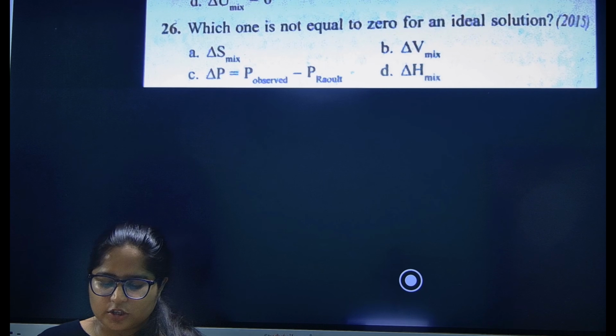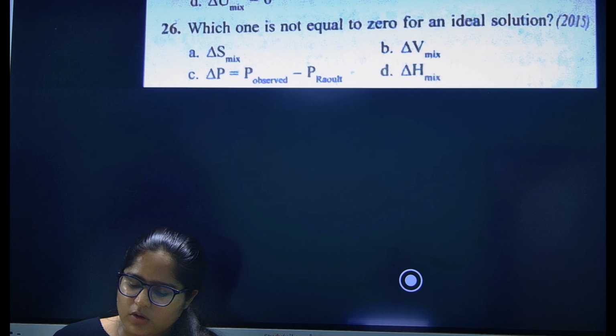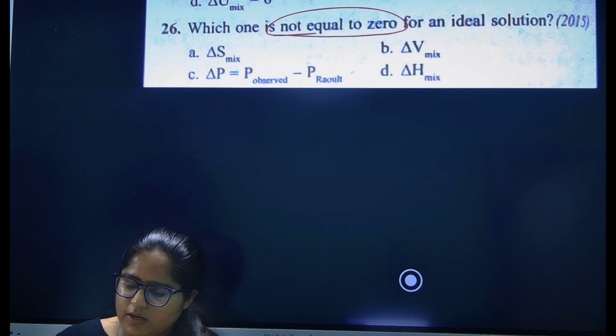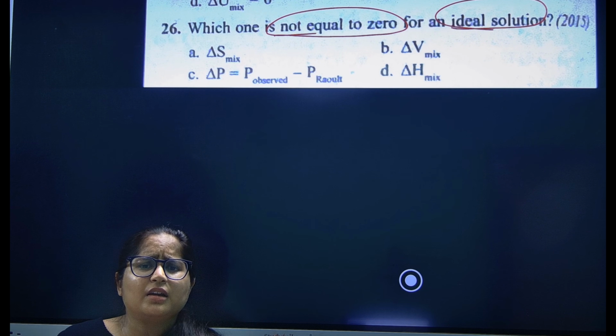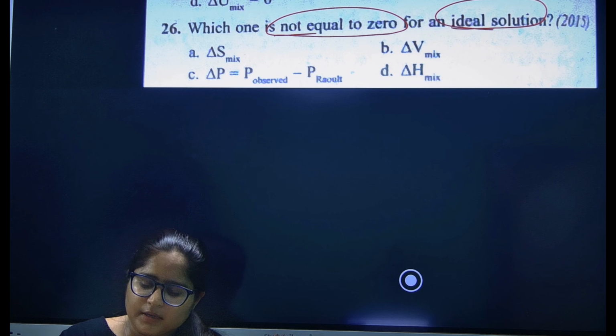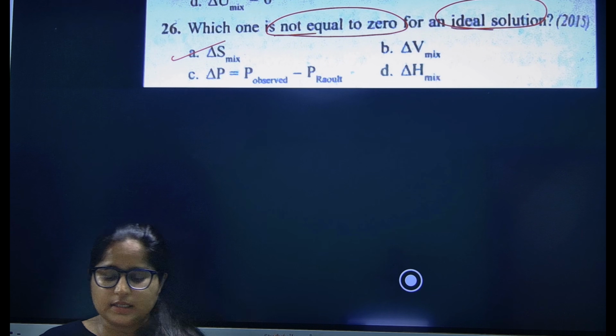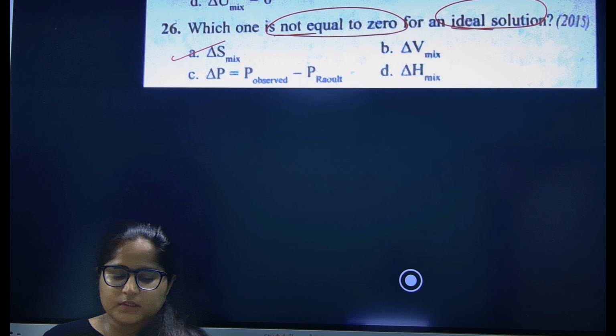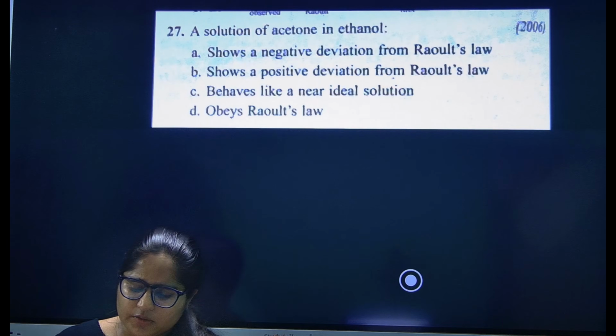Now let us see question number 26. Which one is not equal to 0 for ideal? Delta G and delta S, we will solve. Which option is there? Delta S is there. So 26, option A is the right answer. These are very simple questions, right? Within a fraction of a second you should solve.